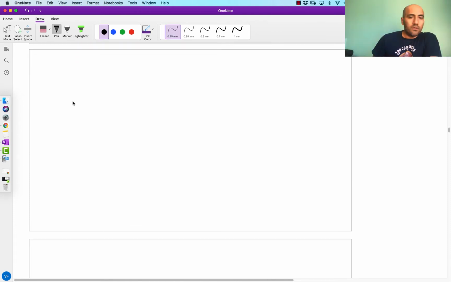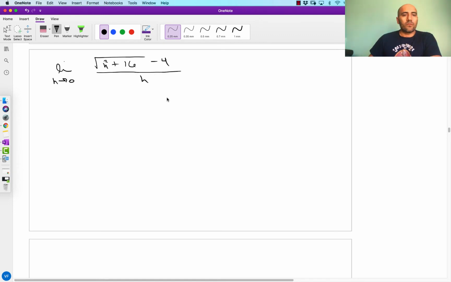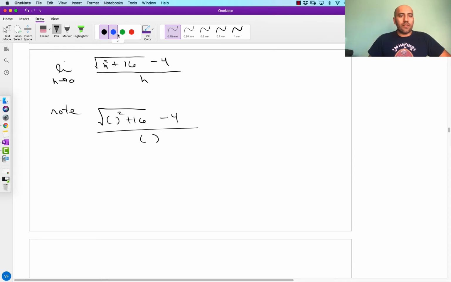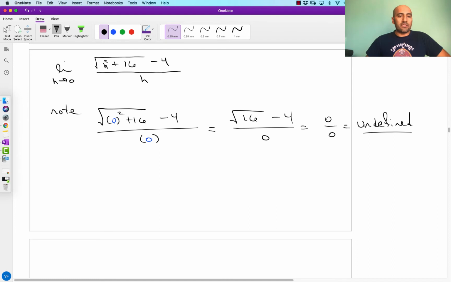All right, let's try another one. Okay, how about this one? The limit as h approaches 0 of (the square root of h squared plus 16, minus 4) all over h. Again, note that if we just plug in 0 for h, we would end up with the square root of 16 minus 4 all over 0, which gives me 0 over 0, which is undefined. So it doesn't do us any good to just plug in a 0 in this case.